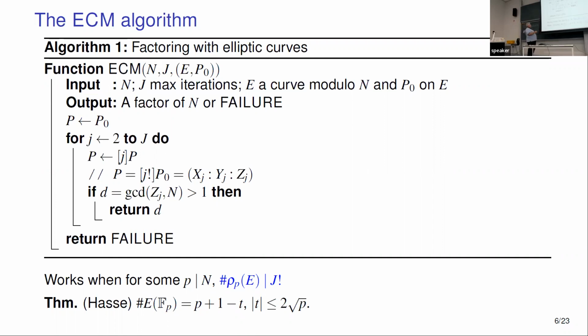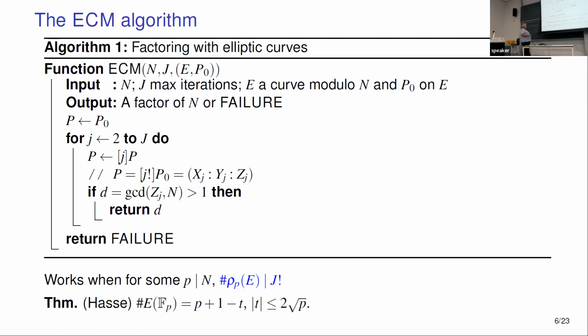And it works when you have the luck that some prime divisor of n leads to the reduction of E mod P being smooth. So sorry, the cardinality of the reduction is smooth. It divides some big composite number.